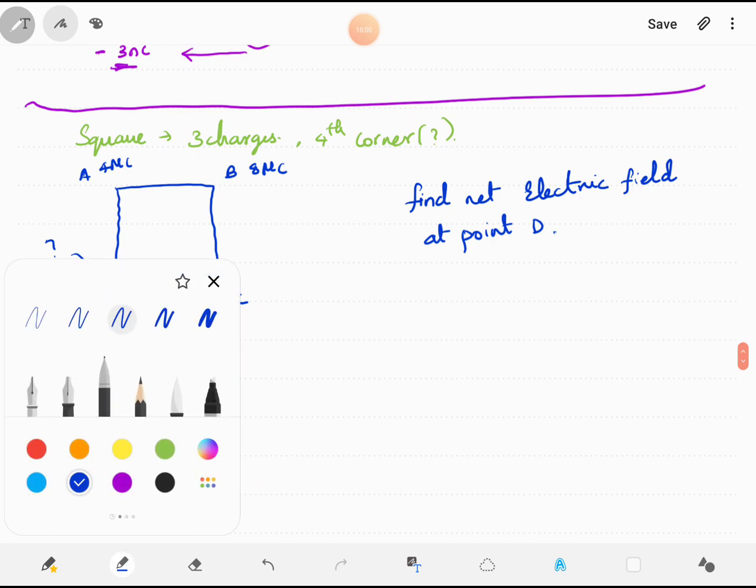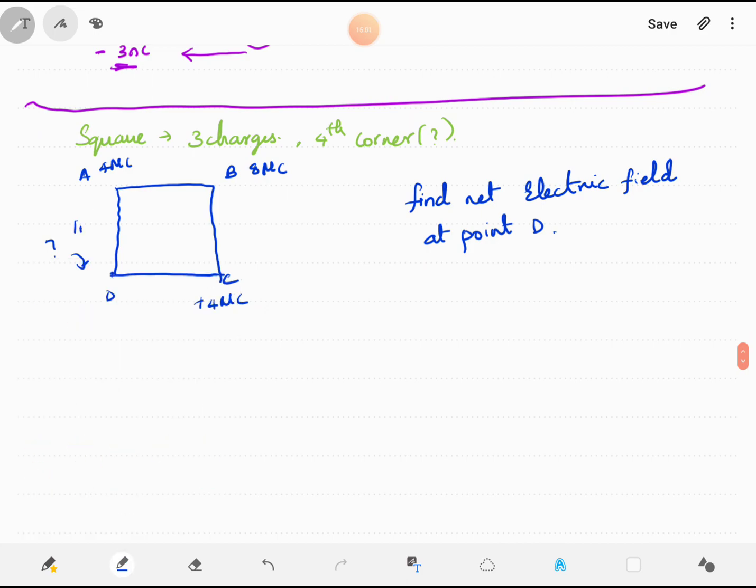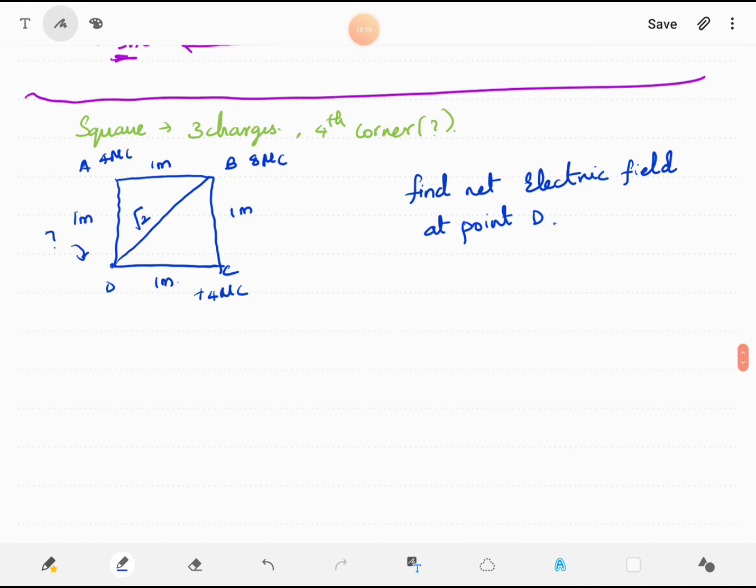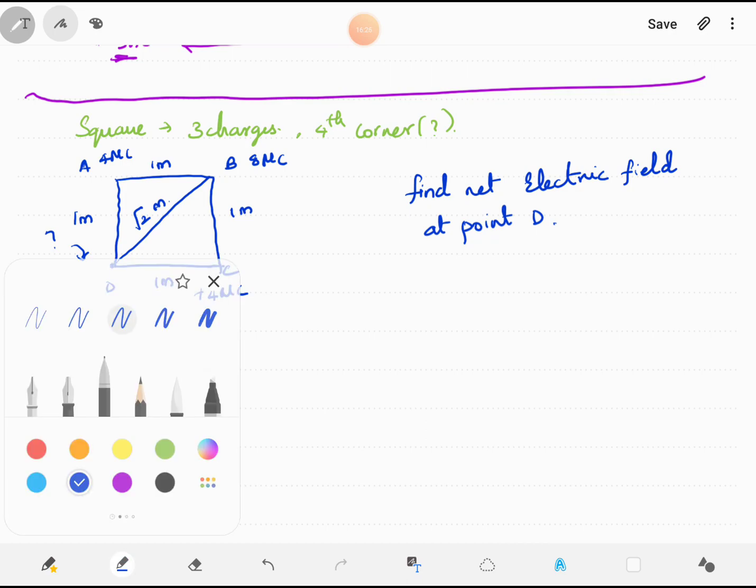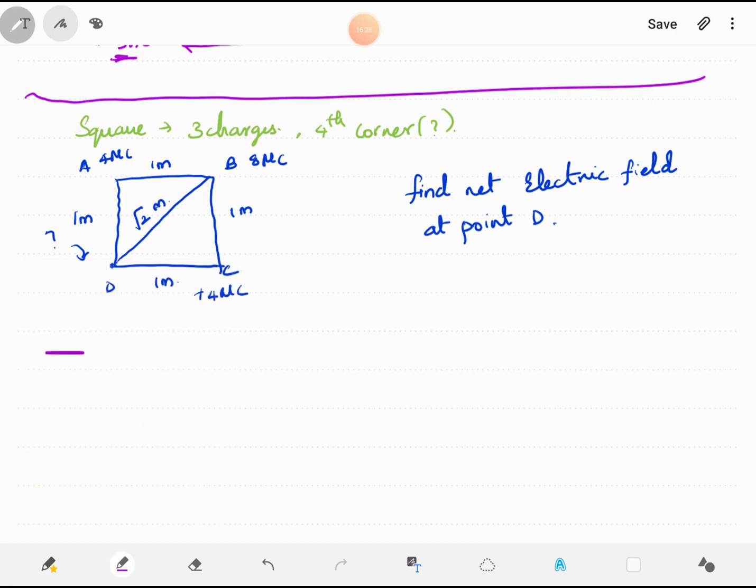Okay, now the distances, let me take this for simplicity as 1 meter, 1 meter everywhere. And obviously, if this is 1 meter, we know that the distance from B to D is going to be root 2 meter because it's a square. Just by applying Pythagoras theorem, you would be able to see that it is going to be root 2 meter.